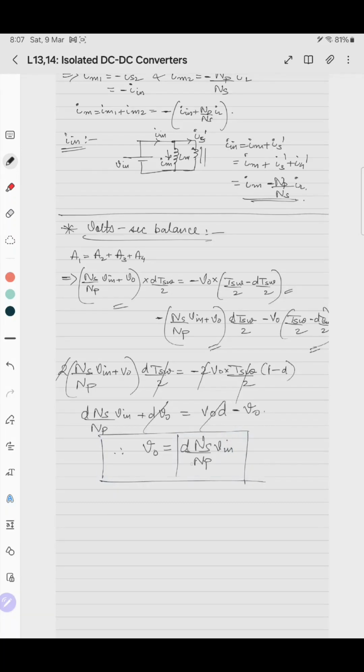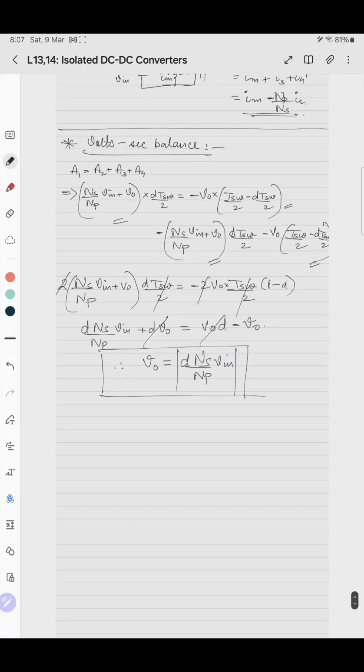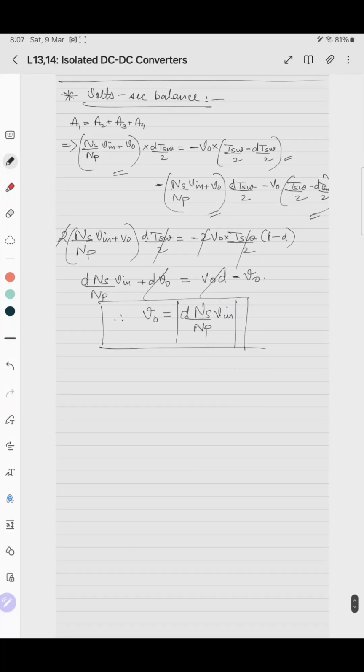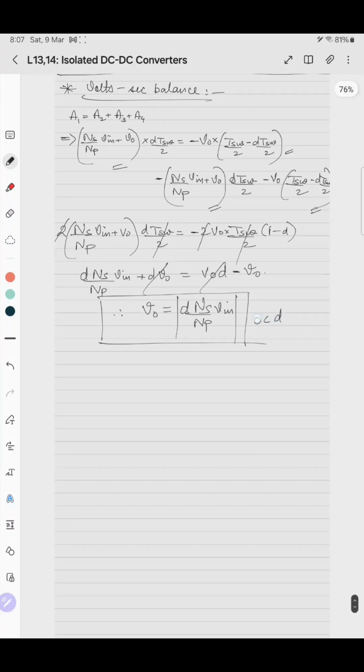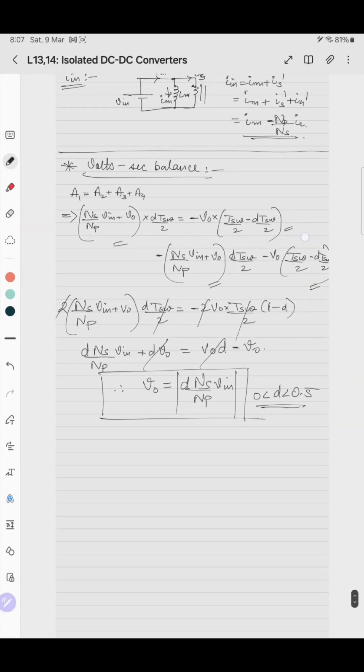This is the ratio between the input and output voltage in steady state. So it is D into Ns by Np, and D lies between 0 to 0.5. So this gain can be selected based on the number of turns, because there is a limit on the variation of D.